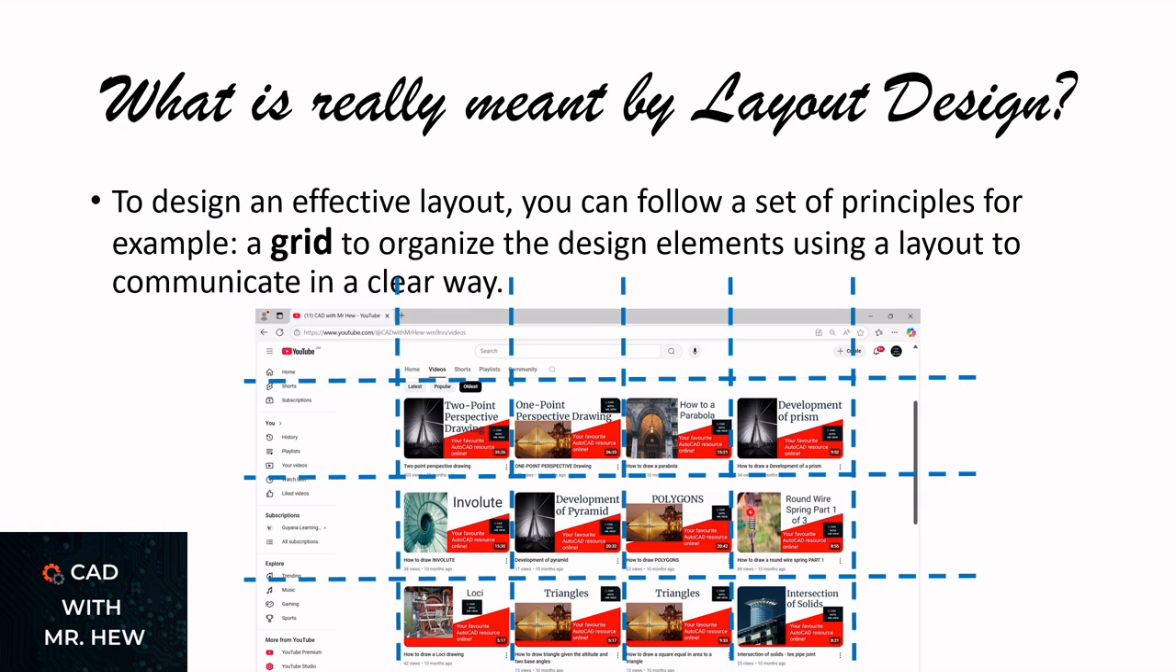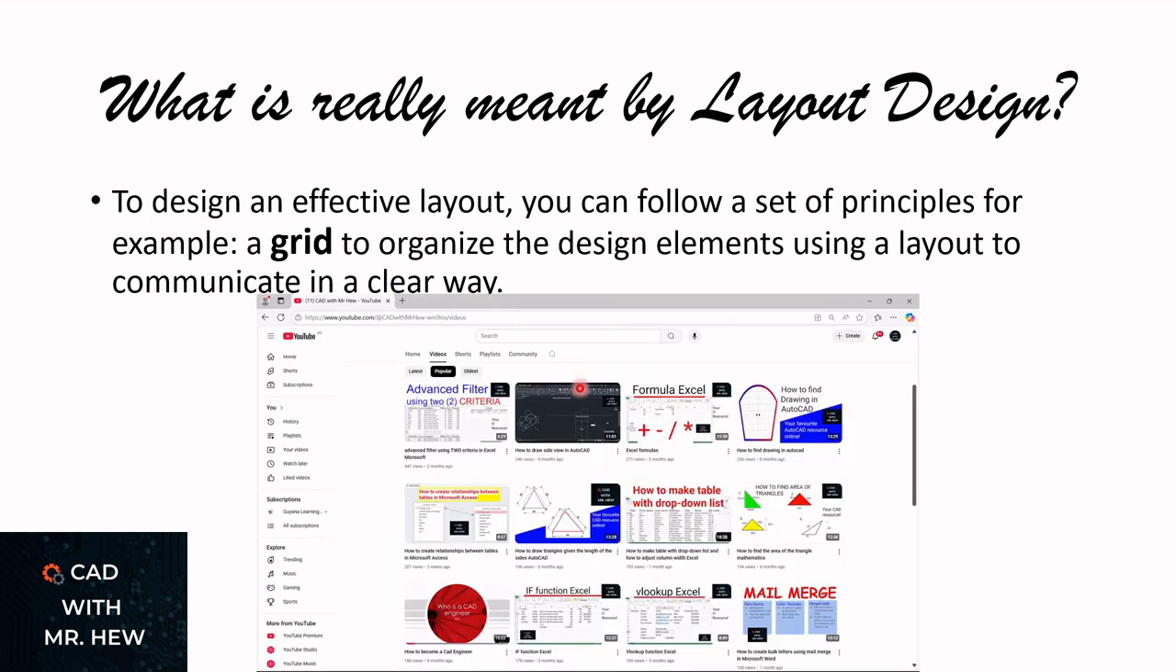And here we use the blue lines to indicate the grid, right? So here we have the horizontal grid lines and we have the vertical grid lines, and where they intersect forms a grid. And here in the grid, for example, we have different elements being placed in the layout of the design. All right, so here we have another example, right?